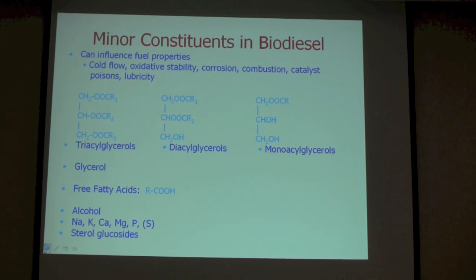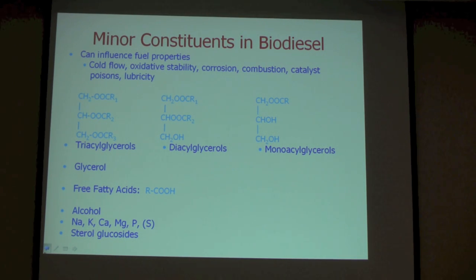Those are, of course, the major components in biodiesel that are desired. And actually, in the first 2 presentations this morning, that was discussed a lot too. There are minor constituents in biodiesel that can cause a lot of problems. They can influence properties like cold flow, the oxidative stability, corrosion, combustion. Some of them might even be catalyst poisons if you're using a catalytic exhaust system, or can influence lubricity. Lubricity might actually be positively influenced by some of them. But anyway, I think we talked about that.